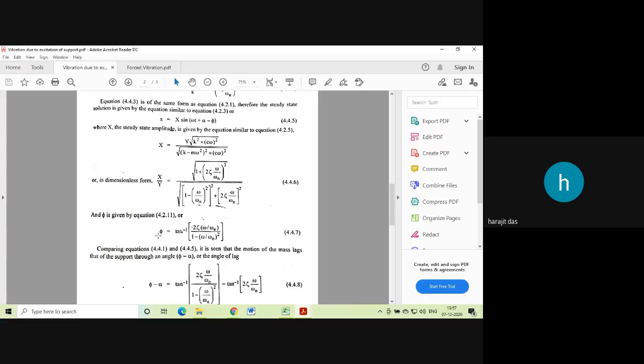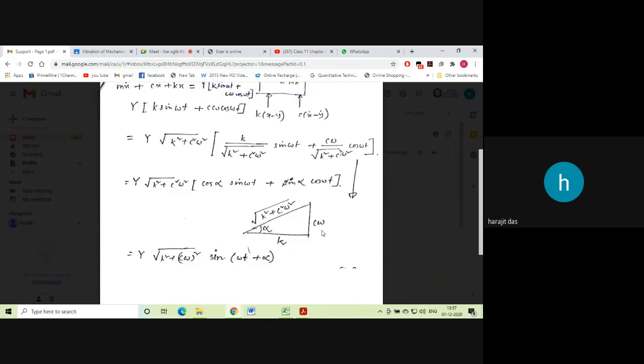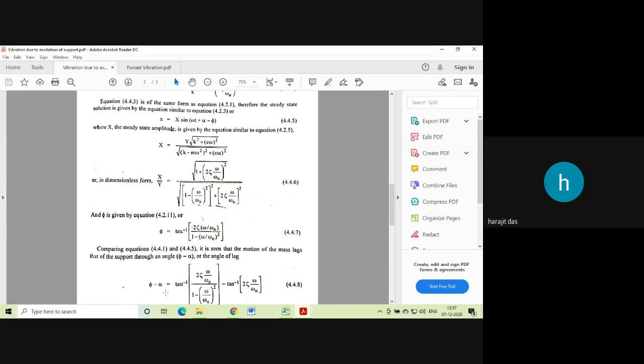So this is phi and alpha, you know. Because we have already found alpha from this figure, which I showed you. Already we know what alpha is. Alpha will be tan inverse of this. So you can find the value of phi minus alpha. Phi is this one, alpha is this one.